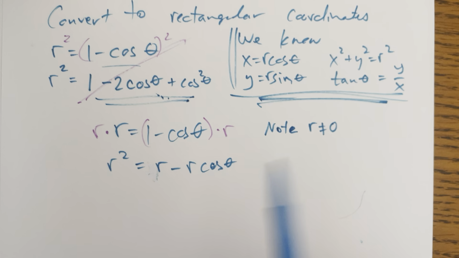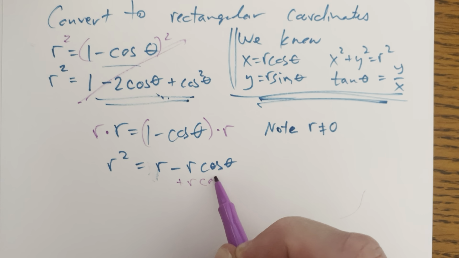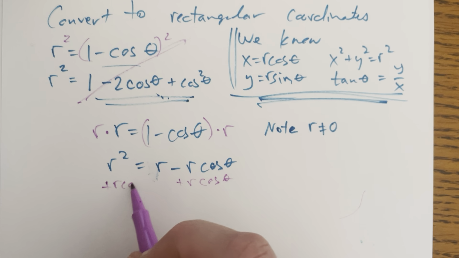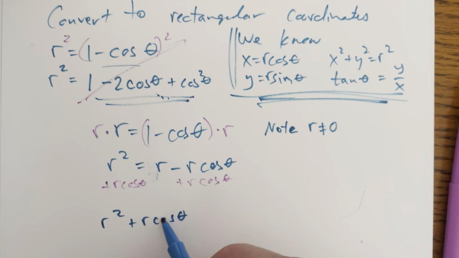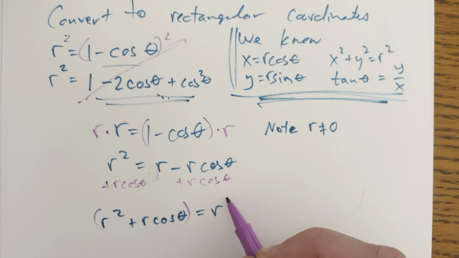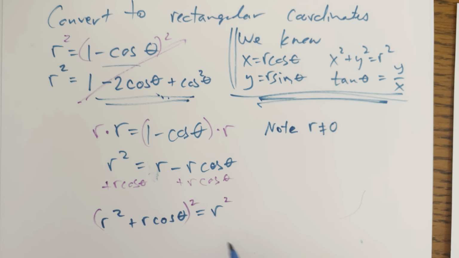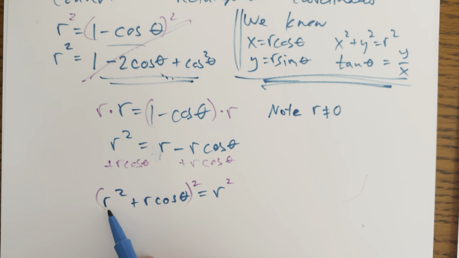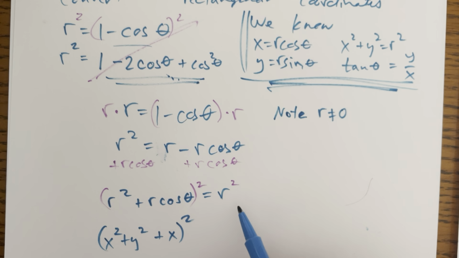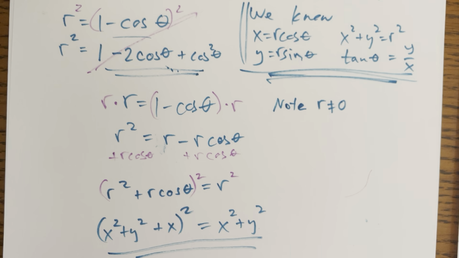But if I take this and move it to the other side, like add it to both sides, now we've got r squared plus r cosine theta equals r. And now if I square both sides, that's convenient looking, right? Because now I've got r squared, and now I've got the square of convenient things. So this is x squared plus y squared. This is x, and now it's being squared. And now I've got r squared on the other side, so x squared plus y squared. So lo and behold, we've done it.